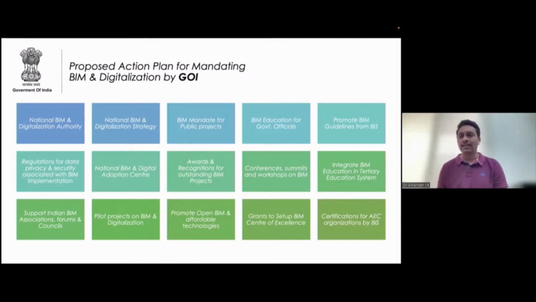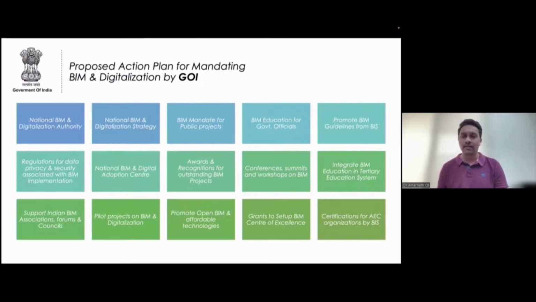And then the next one is BIM education for government officials, and nominate one or two experts under each ministry for different projects who can quality control the BIM expectations and the deliverables of the projects. And then promote BIM guidelines, which is getting developed under the Bureau of Indian Standards. So in a 1 year timeline you have the BIM guidelines in place.